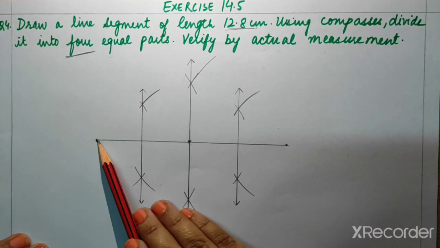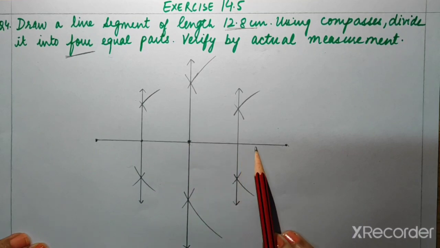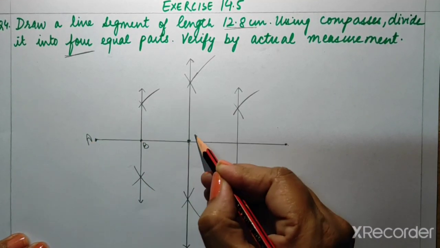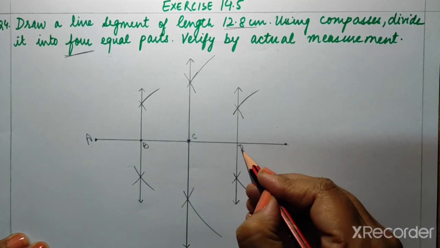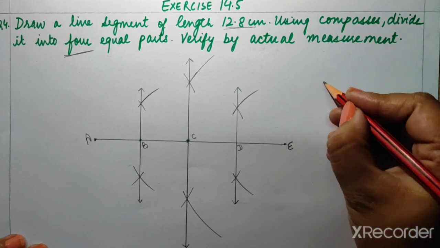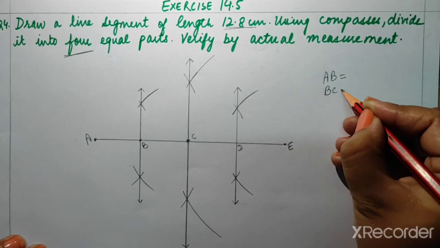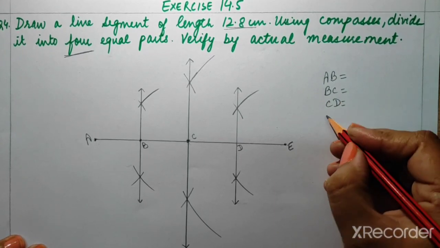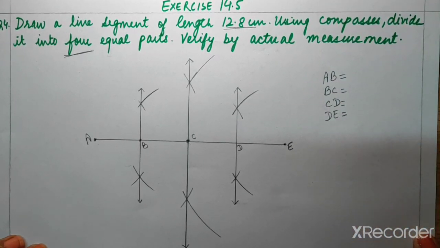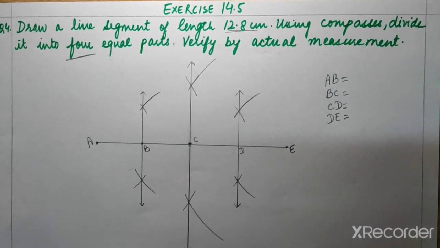This is the first part from here till here, from here to here, here to here, here to here. You can give the name A. This is point B, C, D and E, right? Now we can measure and we will write down the lengths of AB, BC, CD and DE, and we will check whether our line segment has actually divided into 4 equal parts or not. Okay, so let's measure.